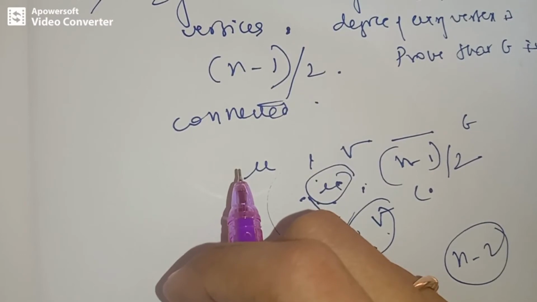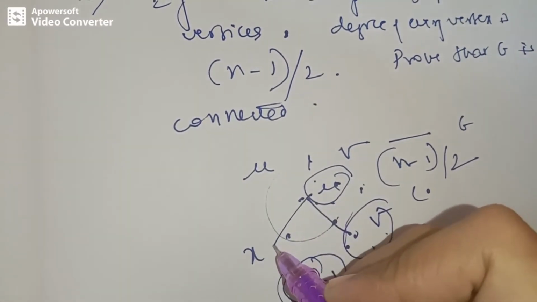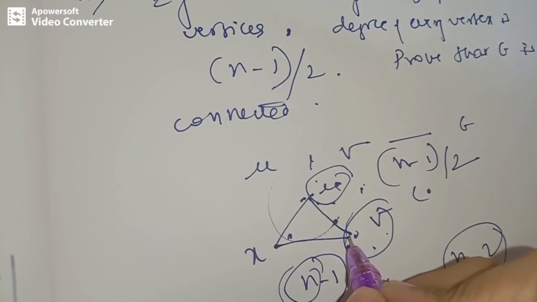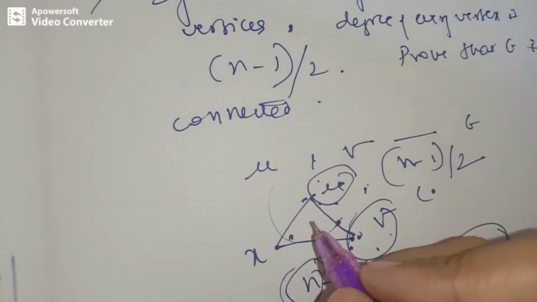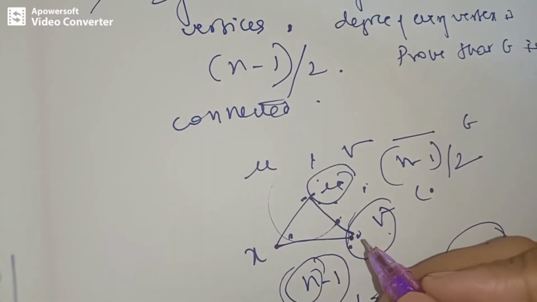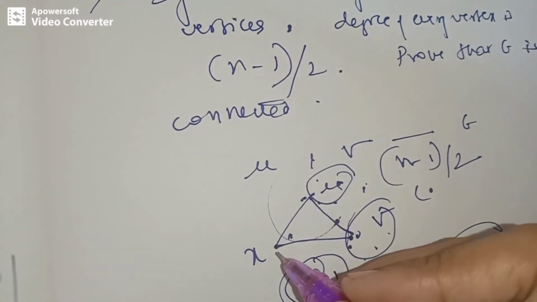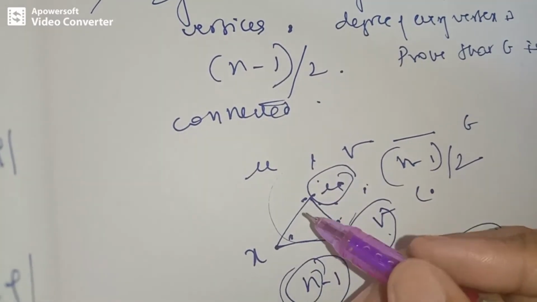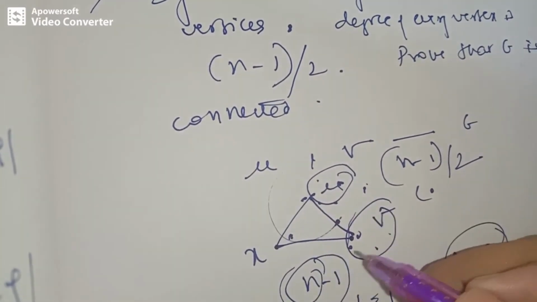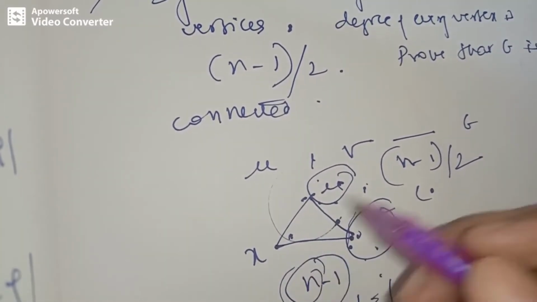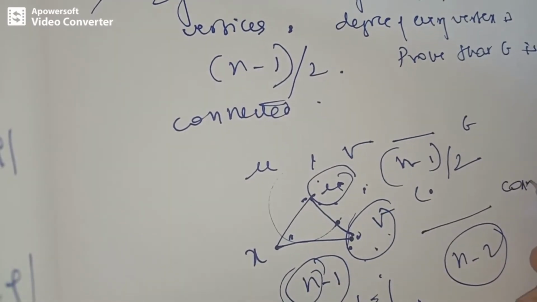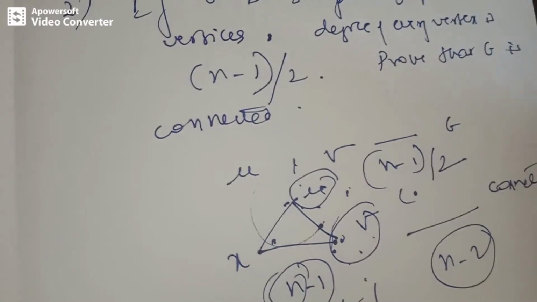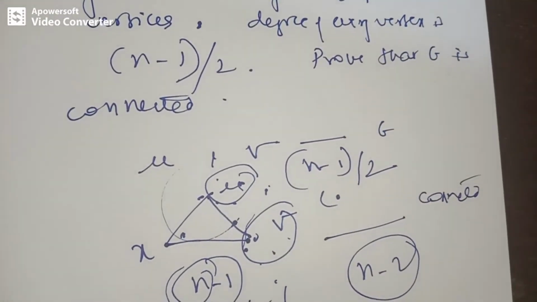Now, there must be an edge between u and x. There must be an edge between x and v. Right? Since x is a neighbor and it is a simple graph, they must be connected to each other. That means there is a path between u and v. Correct? So, as such, G must be connected. So, we are taking this concept of neighbors in order to prove that the graph G is connected.